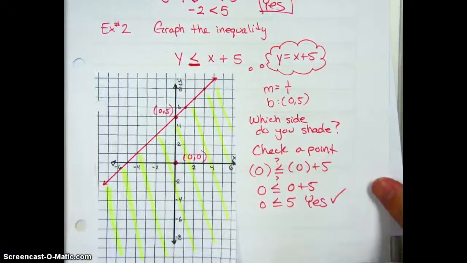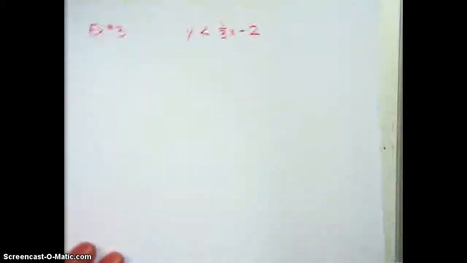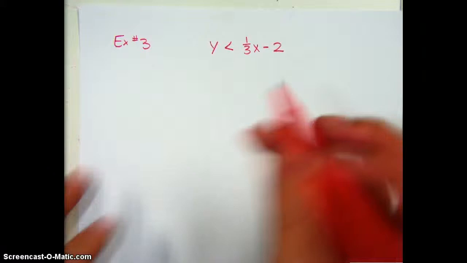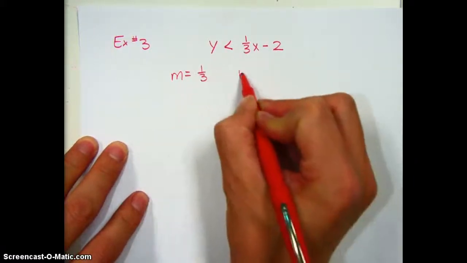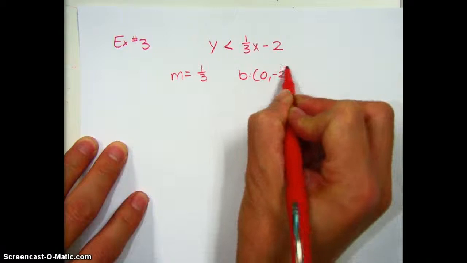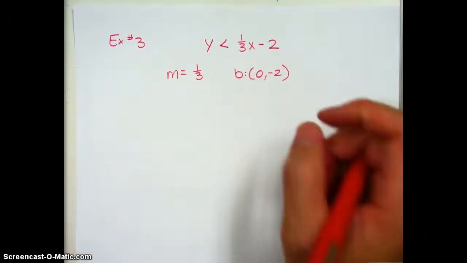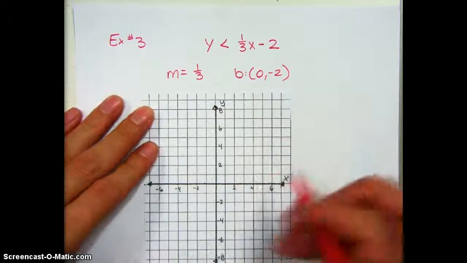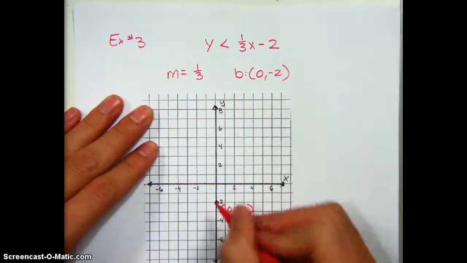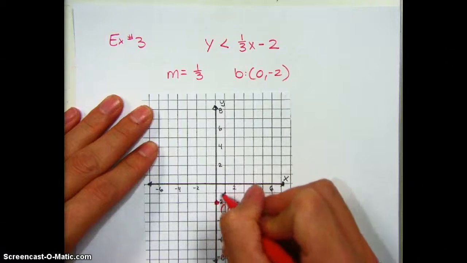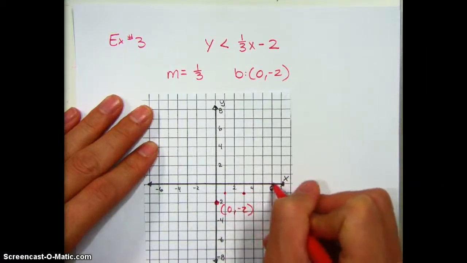Let me show you one more example, one that doesn't have the little line underneath. That's the second example here. Once again, I'm going to be able to pull out from here my slope, which is 1/3, and my y-intercept, which is 0, negative 2. I pulled that from that information because it's in slope-intercept form. So then I take my graph and I begin at 0, negative 2. There's 0, negative 2. I'm going to go up 1, over 3. 1, 2, 3. That's over here. Up 1, over 3.